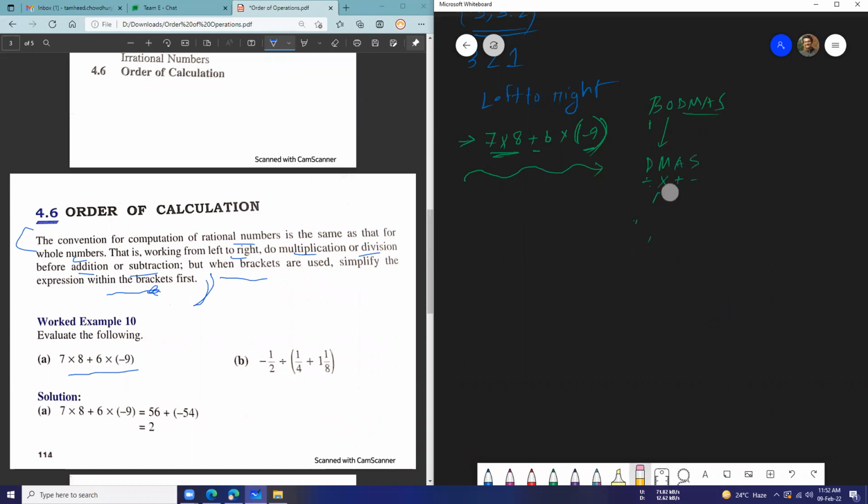You just follow an order, DMAS. So what do you have to solve first? First the bracket, then the division, then the multiplication, then the addition and subtraction. Remember? Easy?